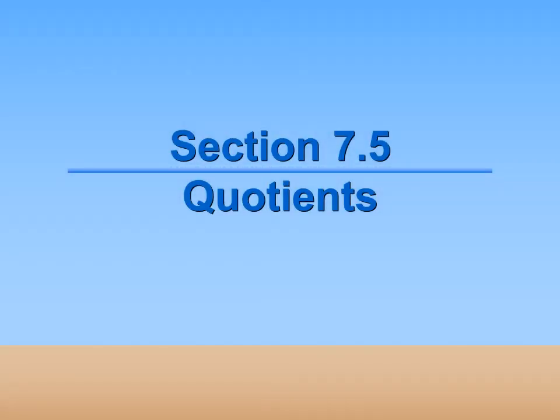Now we're going to talk about quotients of radicals. Quotient can mean many things. Quotients usually mean division, and it's the answer to the division problem. But a quotient can also be just the fraction that makes up the division problem. So when we think of quotients of radicals, we're really dealing with fractions and how to look at that numerator and denominator.